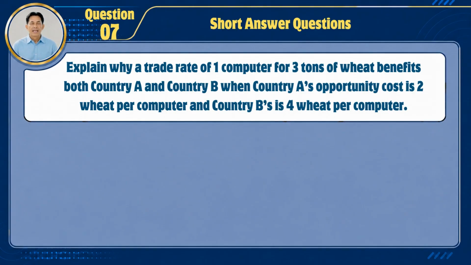Question number 7. Explain why a trade rate of 1 computer for 3 tons of wheat benefits both Country A and Country B when Country A's opportunity cost is 2 wheat per computer and Country B's is 4 wheat per computer. Here's your hint. Compare 3 with each country's opportunity cost.